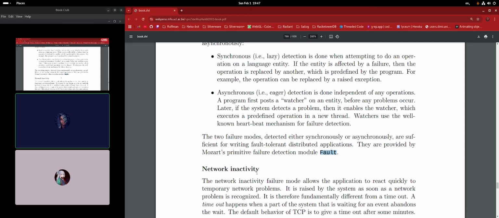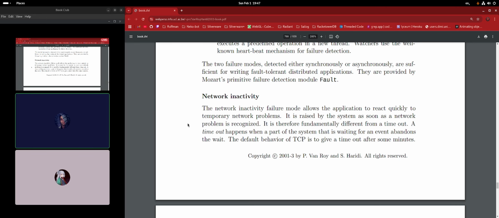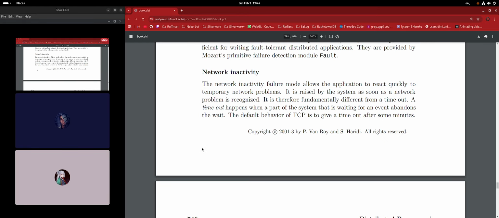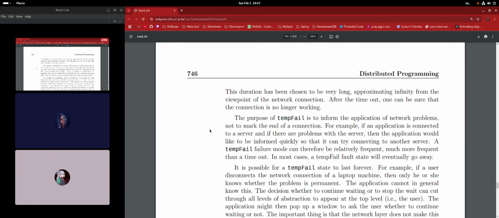and there is a module for that called fault. So first of all, the network inactivity. This is the classic timeout. The default behavior of TCP is to give a timeout after some minutes. And then we're going to use a temp fail exception for that.